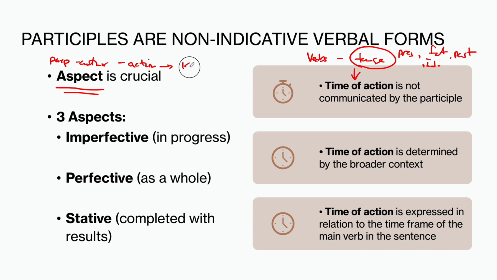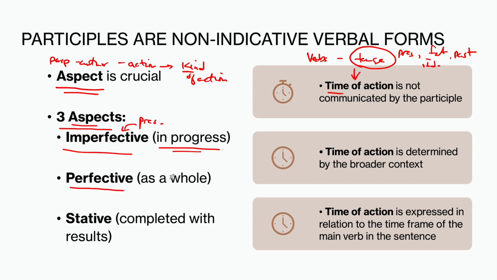But I also like to talk about kind of action to help us to wrap our minds. So it's time of action versus kind of action. Time of action: past, present, future. Kind of action has three aspects to it. Imperfective, that means that the verb tense is talking about action that's in process. This is the idea that we get from the present tense. Present participles, the aspect that they would likely reflect is imperfective, progressive action.